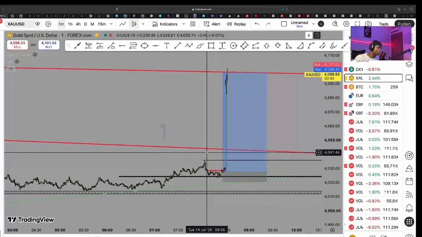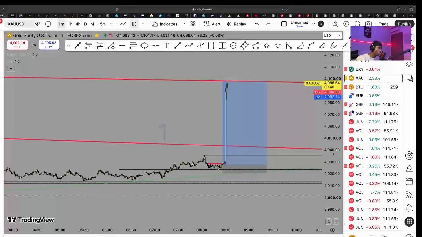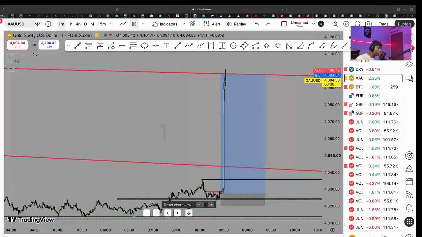You can see the first level, second level, and the third level just got smashed. That's how we do it here, every day on live with trade news, here on this channel.